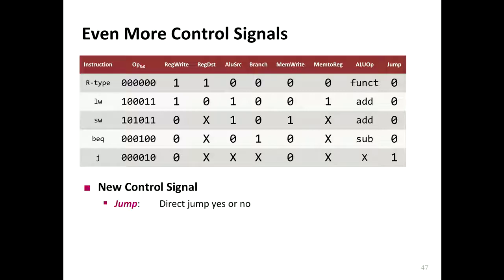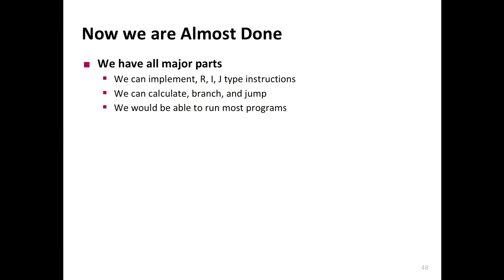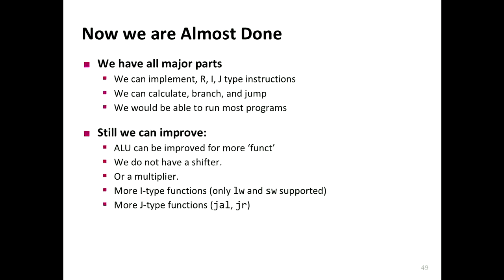So you can actually do pretty much all the operations that are required on MIPS. We can implement R, I, J type instructions. We can actually do branching. In general, we should be able to run most programs. Of course, we didn't talk about quite a lot of things like multiplication and shift operations, but you know how you can implement shift operations into the ALU, so you simply add this functionality into the ALU.